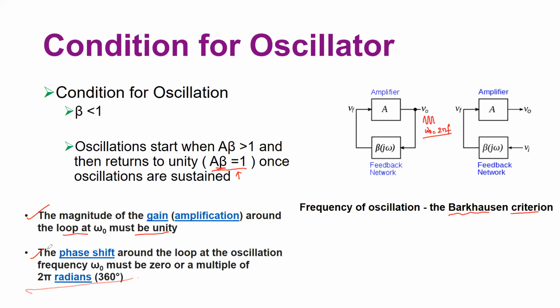When you have these two conditions met, you satisfy the Barkhausen criteria, and you have a frequency of oscillation at the desired value, determined by the components you have used in the feedback network. Hope you understood the concept of the condition for oscillation, how it is required, what the conditions are, and how to satisfy them.